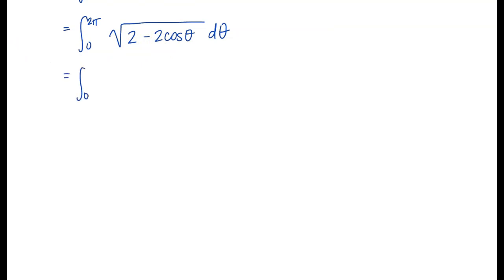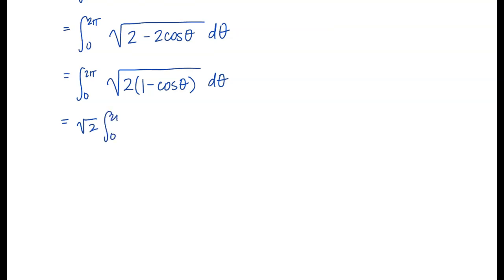So I'm at a place where I can say 0 to 2 pi, the square root of 2 times the quantity 1 minus cosine theta d theta. And I can actually even pull out the radical 2 there. And so I can make this like radical 2, the integral from 0 to 2 pi of the square root of 1 minus cosine theta, and then d theta. So now, again, we're trying to get the part under the radical to be a perfect square somehow. And we're basically going to use the power reducing formula in reverse.